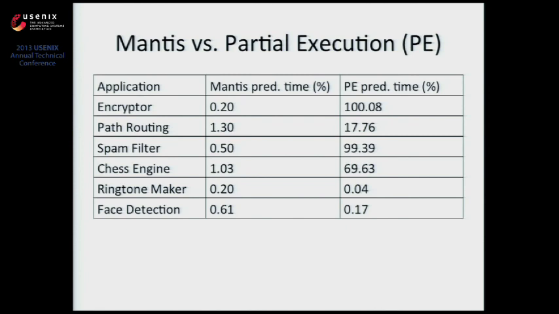First, Mantis and partial execution. As you can see, for the first 4 applications, Mantis significantly improves prediction time. So for example, for encryptor, partial execution takes the original program execution time. But the Mantis predictor runs for 0.2% of the original program execution time thanks to slicing.